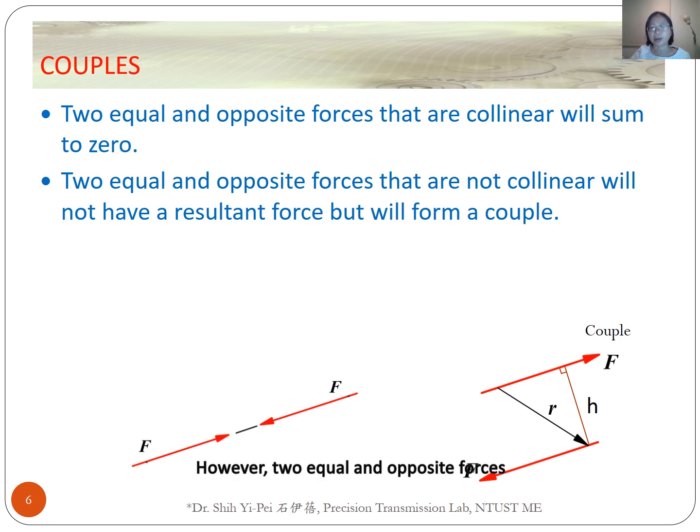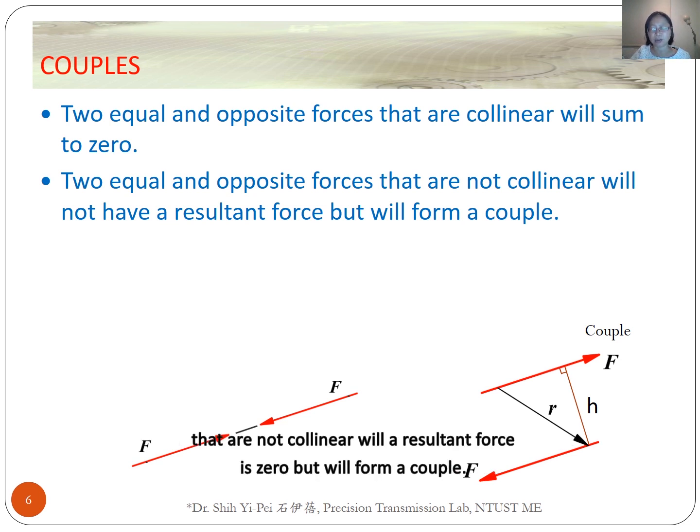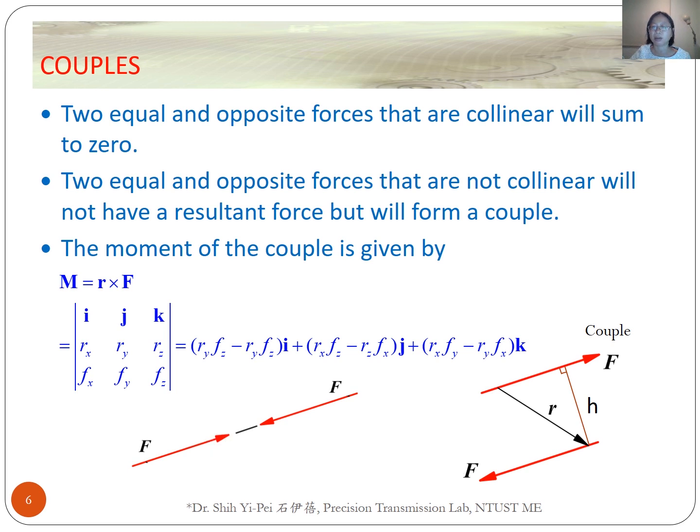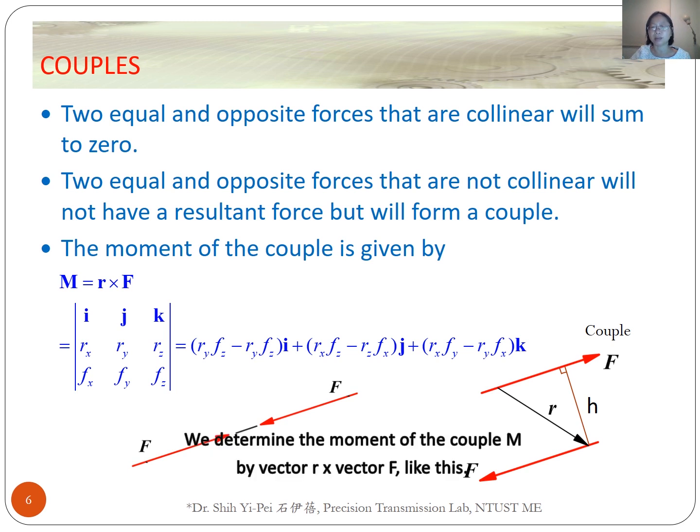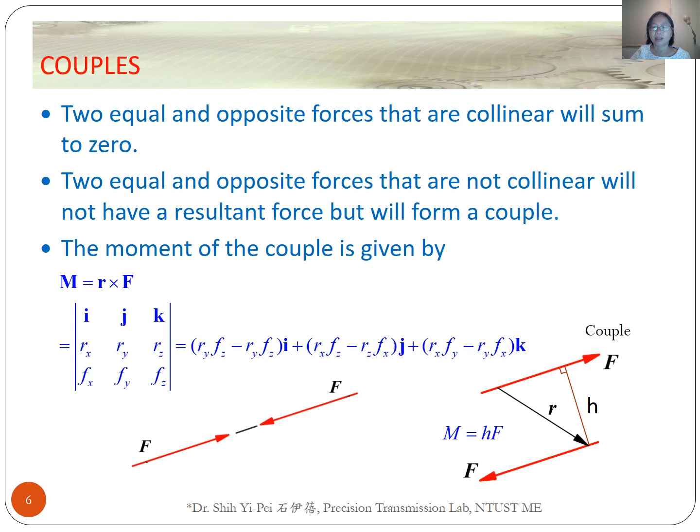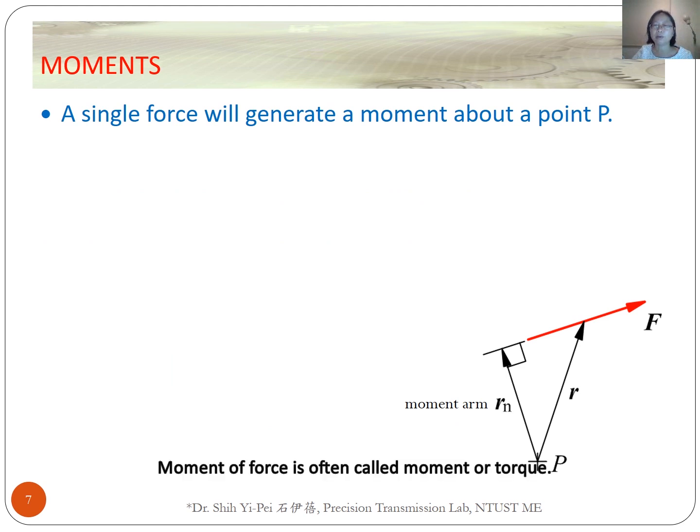However, two equal and opposite forces that are not collinear have a resultant force of 0, but will form a couple. We determine the moment of the couple M by vector R cross vector F like this. Its magnitude is h times F, where h is the perpendicular distance between the two forces. Moment of force is often called moment or torque.